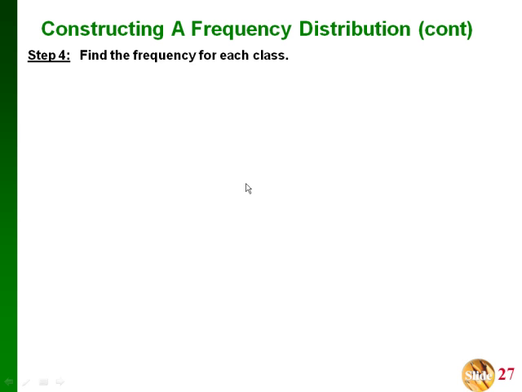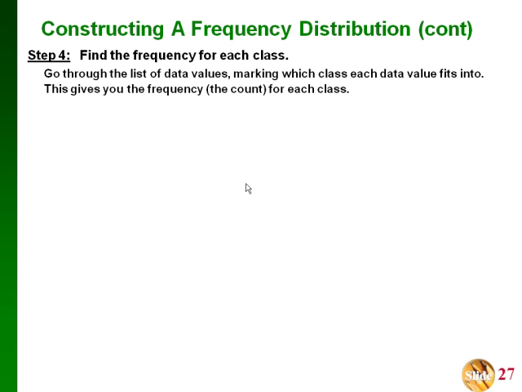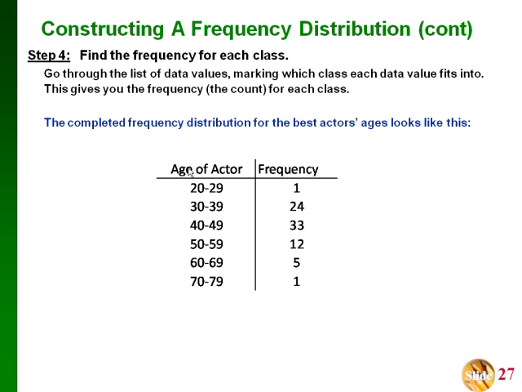Now the final step is to find the frequency for each class. In other words, look at all the data, go through and mark which class it fits into. You can do tally marks or whatever, and then count them up, and that gives you your frequency. So it turns out in this case, our highest frequency class was from 40 to 49 years old.